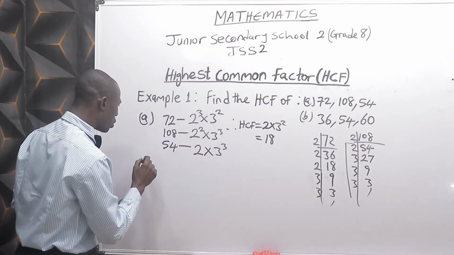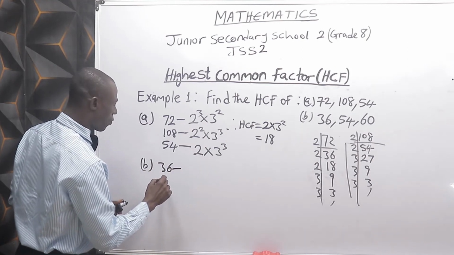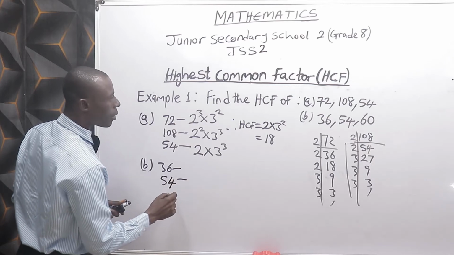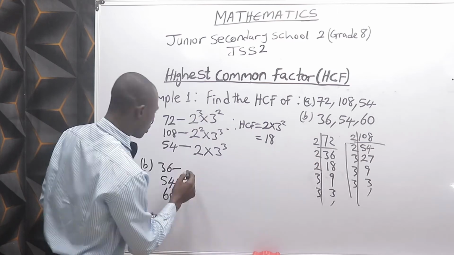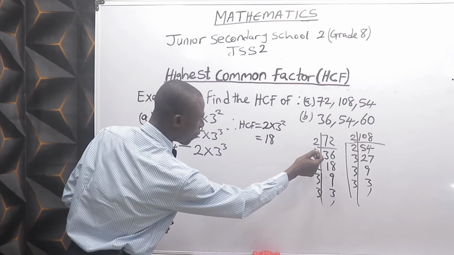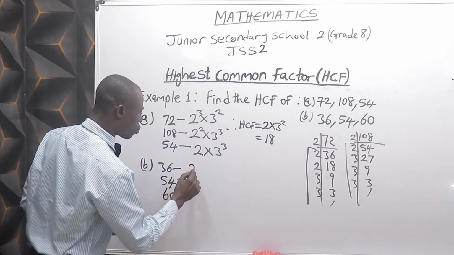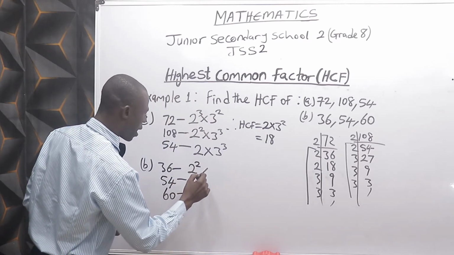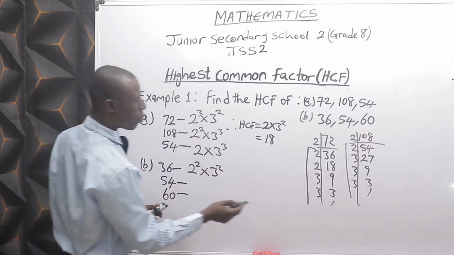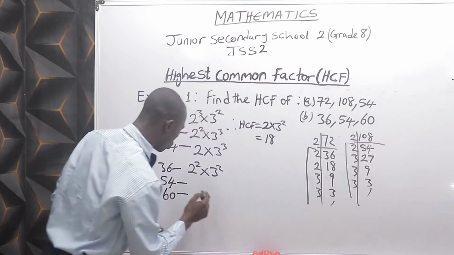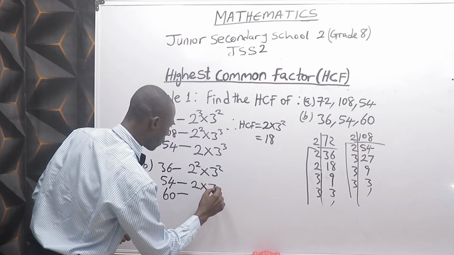Let's go to B, that is 36, 54, and 60. For 36, I use this table. You can see the 36. So that is 2 raised to power 2 times 3 raised to power 2. 54 is like we have it here. Yes, that is 2 times 3 raised to power 3.